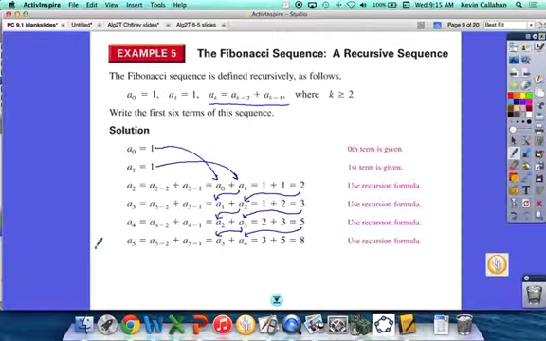You could notice it says write the first 6 terms. So how is it we got the first 6 terms and it ends with A5? Because it started with 0. It says first 6 terms. They gave you the first 2, so you just have to calculate the next 4.